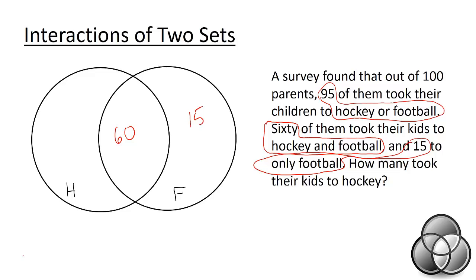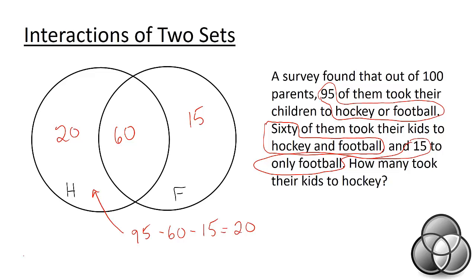We can now go back to the number 95. Remember that it referred to all three portions of our picture. So if I want to figure out how much goes in this remaining portion, I could use 95, take away 60, take away 15, and that's equal to 20. We're going to fill that number in on the far left.